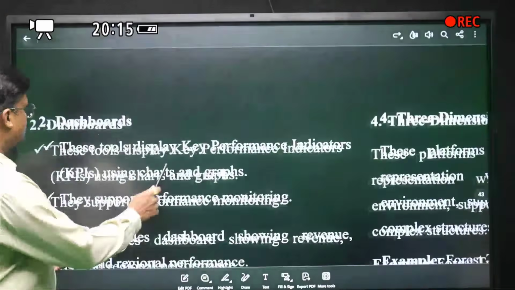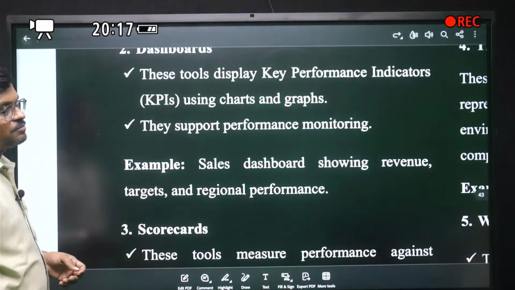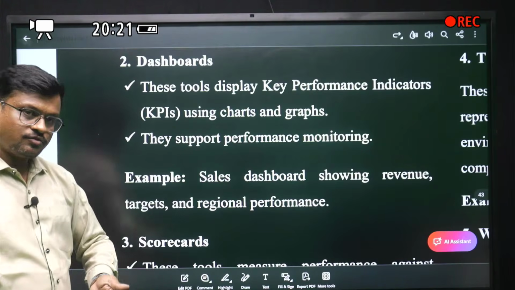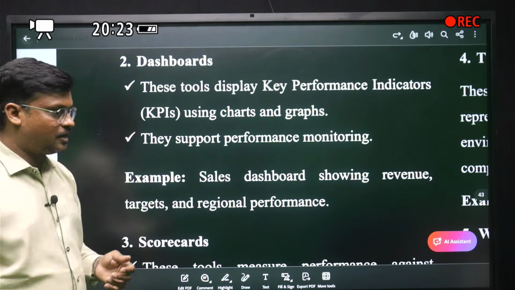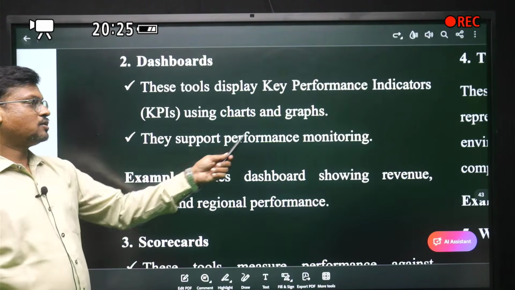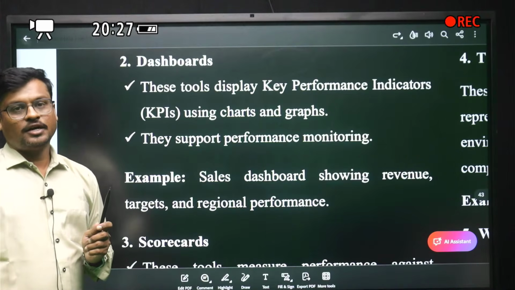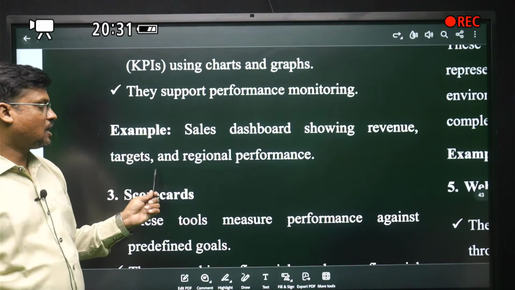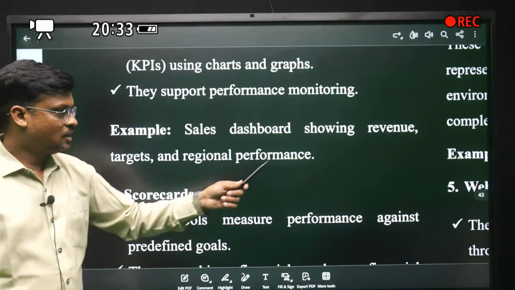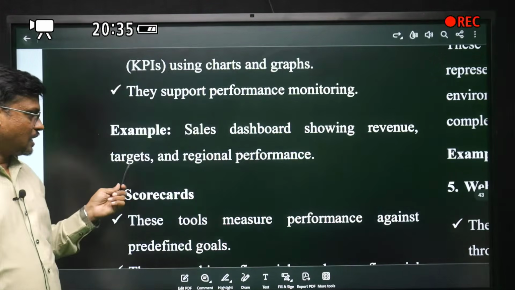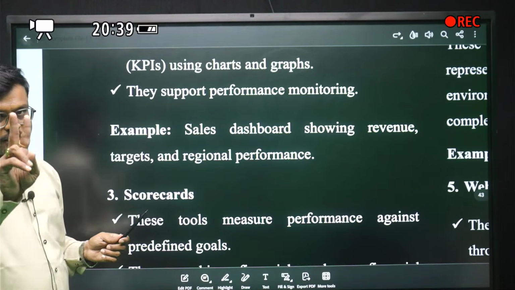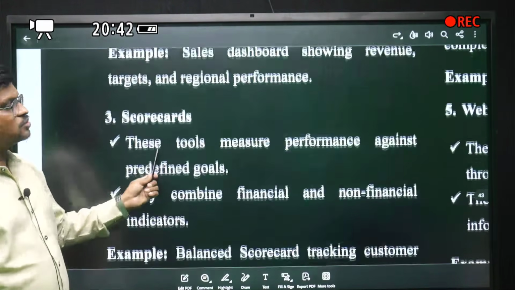Second one is your dashboards. Dashboards come with key performance indicators using charts and graphs. You again have buttons and filtering options. This supports performance monitoring. Example: a sales dashboard showing revenue, targets, and regional performance. Revenue generated, what the target is, and what the performance is, whether you achieved your target or not.